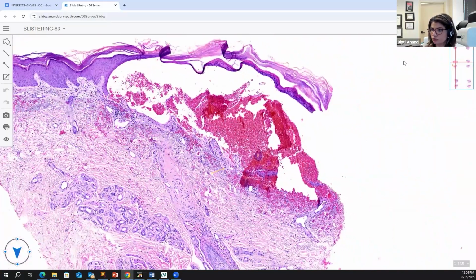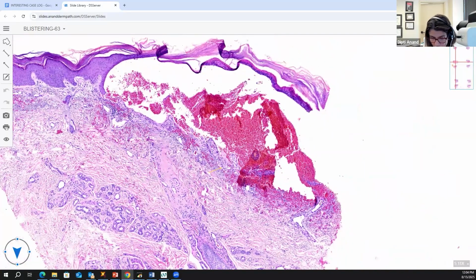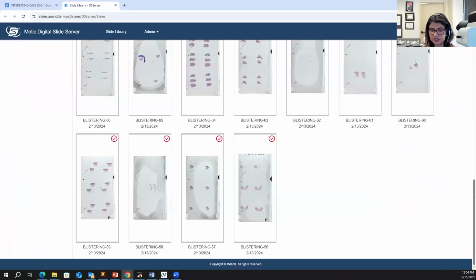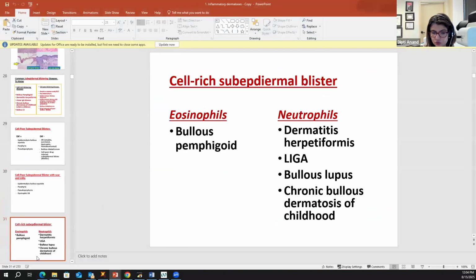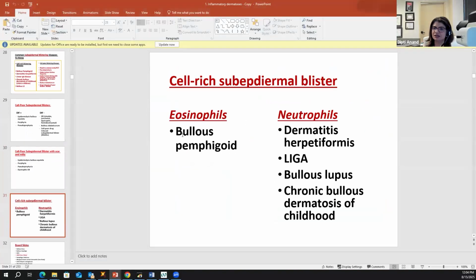That's porphyria or pseudoporphyria. Okay, now let's talk about a cell-rich subepidermal blister. So when you have a cell-rich subepidermal blister, the way to deal with it, this is pretty clear-cut for your board purposes. It's not that clear-cut in real life. In real life, we have a lot of overlap.